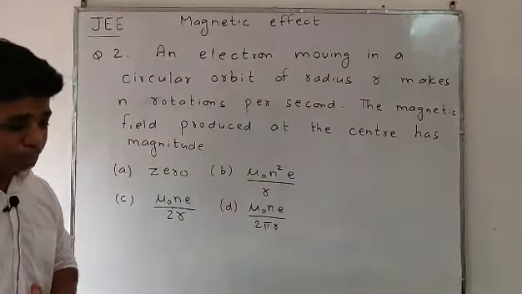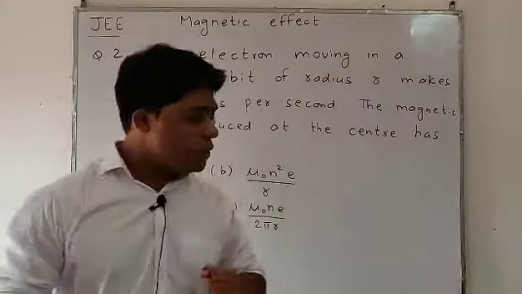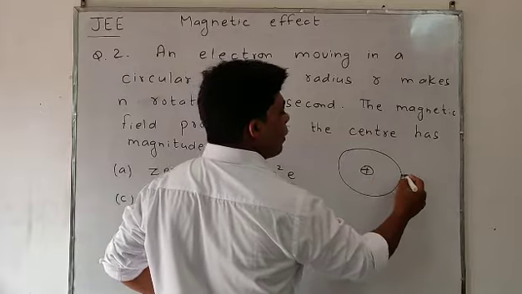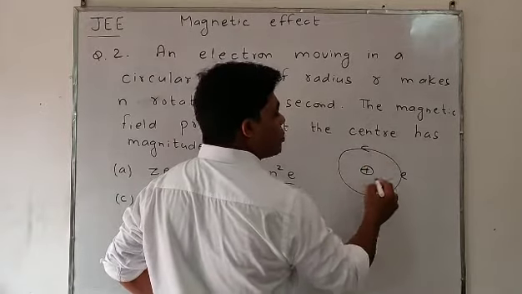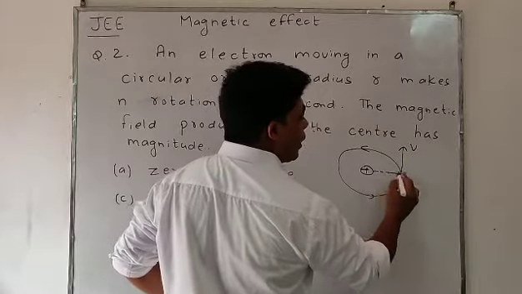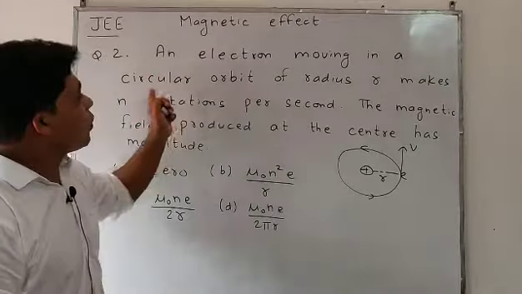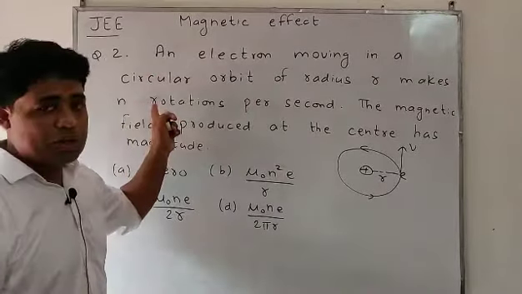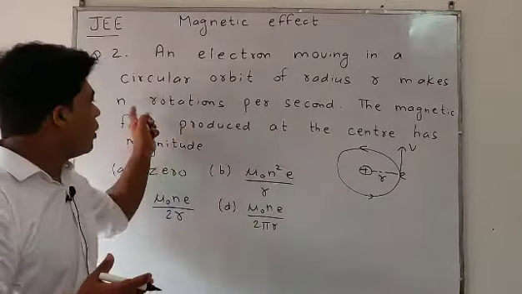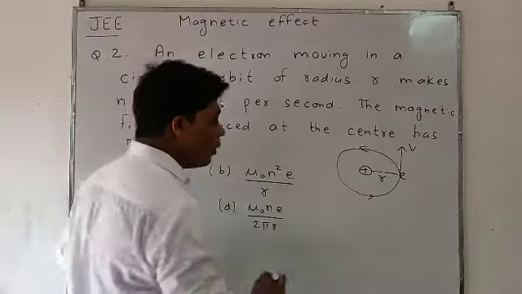First of all, I'm going to explain the language of this question. What we are given is simply an electron. Suppose that is the nucleus of an atom. An electron is revolving in a circular path with velocity v, and that's the radius. An electron moving in a circular orbit of radius r makes n rotations per second. Small n is the number of rotations per second. Number of rotations per second means what? It is a frequency.